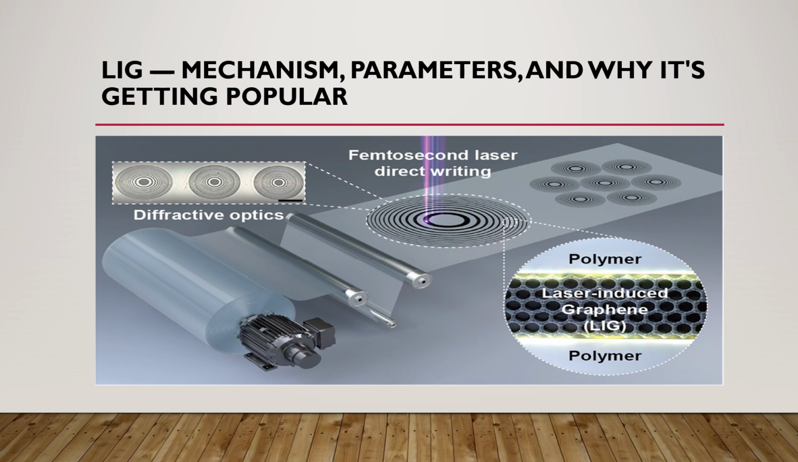So, laser-induced graphene, LIG for short. Today, I will explain the mechanism, the key parameters, and why this method is getting so popular nowadays. Here is a typical picture of LIG formation. You can see a laser light is positioned on a substrate, and we are getting laser-induced graphene on the substrate. So let's delve into this a little bit more.